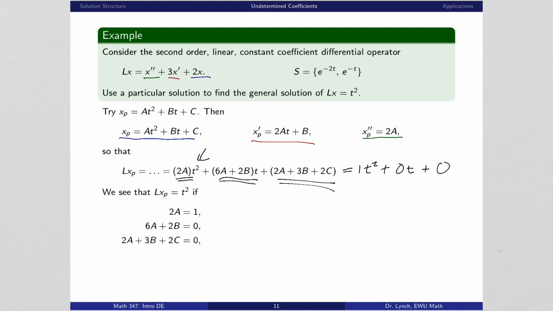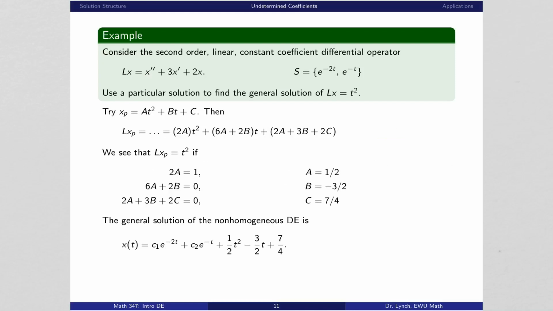Okay, so that tells us 2a has to be 1, the coefficient of t, 6a plus 2b, has to be 0, and the constant coefficient also has to be 0. Now, it takes a little bit of work to solve, but it's not so bad. We can see that a is 1/2, and it turns out b and c are -3/2 and 7/4 respectively. Those are the undetermined coefficients, and again here we'll express the general solution to the non-homogeneous differential equation as the solution to the corresponding homogeneous equation, x sub h, plus a particular solution that we just found with the method of undetermined coefficients, x sub p.